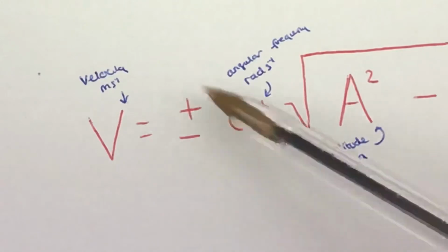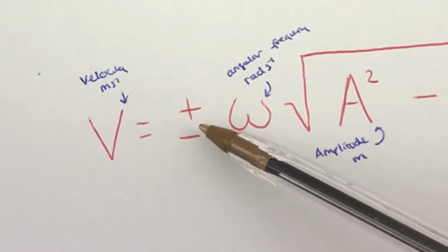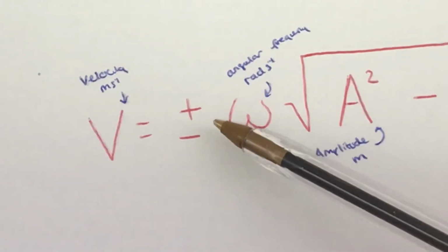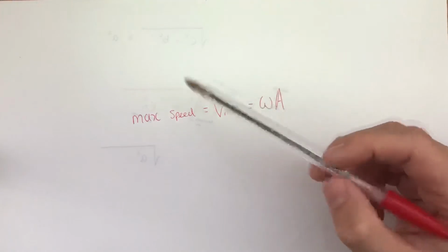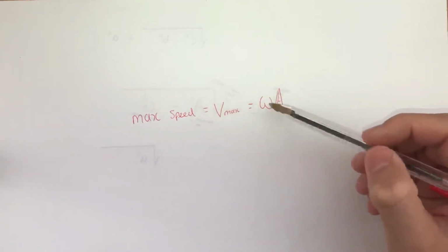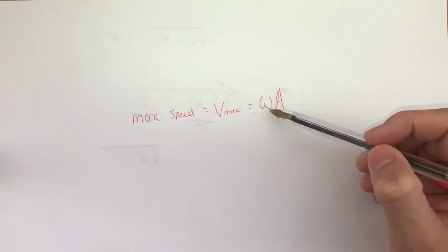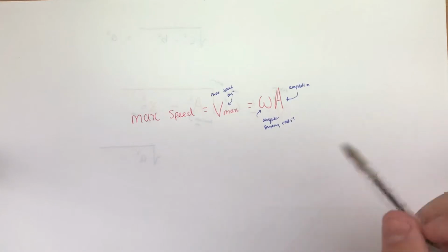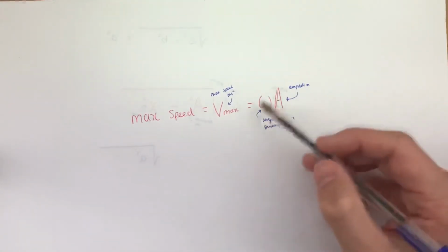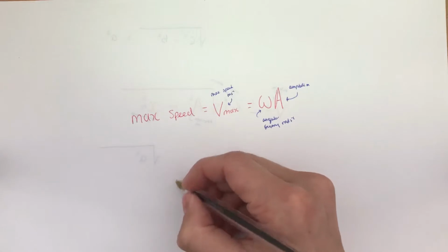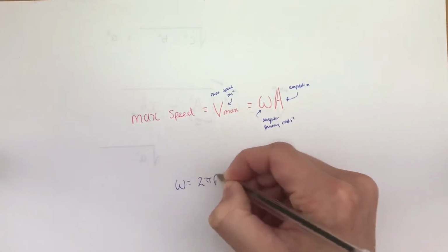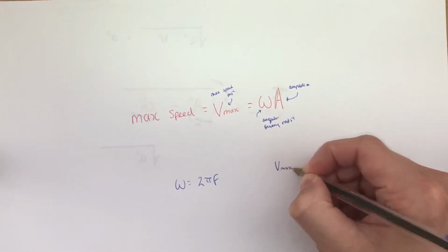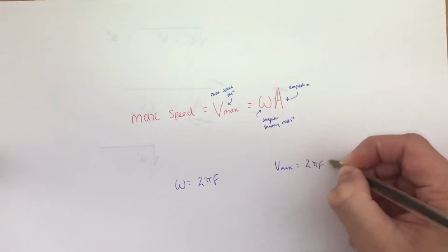Almost forgot to mention, this plus minus here comes from the fact that velocity is a vector, so it can either be going in a positive direction or a negative direction. And our final equation is that the maximum speed, Vmax, is equal to the angular frequency in radians per second times the amplitude. A final useful thing to note is that the angular frequency, as we said when we were talking about angular speed, is equal to 2 pi f, and that still applies. So you could quite easily rewrite this equation as Vmax equals 2 pi f A.